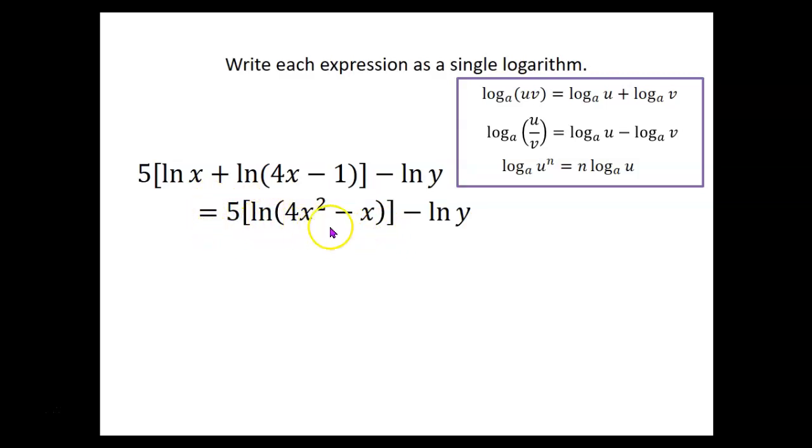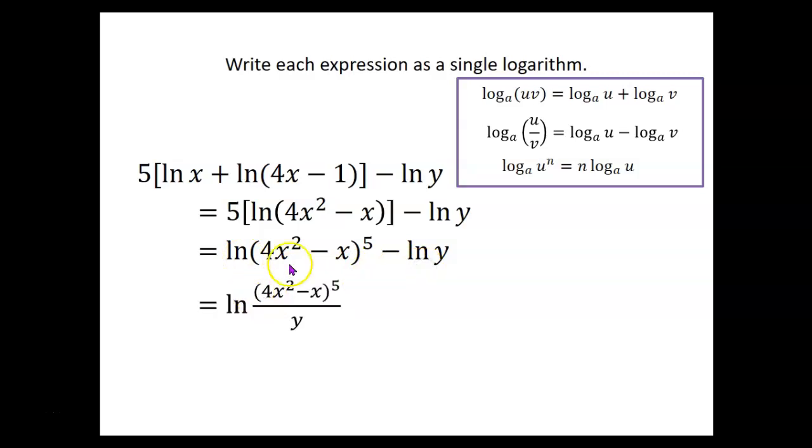Now we've got 5 times the ln of something, and that's equivalent to the ln of the something to the 5 power. So now we got ln of 4x squared minus x to the 5th power minus ln of y. And now property number 2 says that the log of one thing minus the log of another thing, or in this case the natural log of one thing minus the natural log of another thing, is equal to the natural log of the first thing divided by the second thing. So now we are done. We've expressed this as just one logarithm. It's the natural logarithm of 4x squared minus x to the 5th power over y.